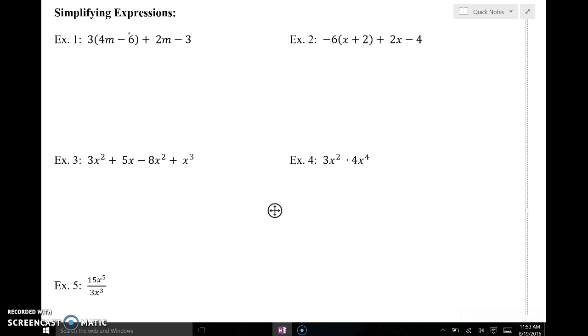Remember your order of operations. Please Excuse My Dear Aunt Sally, PEMDAS: parentheses, exponents, multiplication, division, addition, and subtraction is going to really be our guide to how to get started. Another thing I could put into your head is to start from the inside and work your way out. So right here in example 1, 4m minus 6 is inside of parentheses. We're going to try to start there. Unfortunately, 4m and negative 6 are not like terms, so we can't subtract them, we can't add them, we can't combine them. So we're going to have to start working our way out.